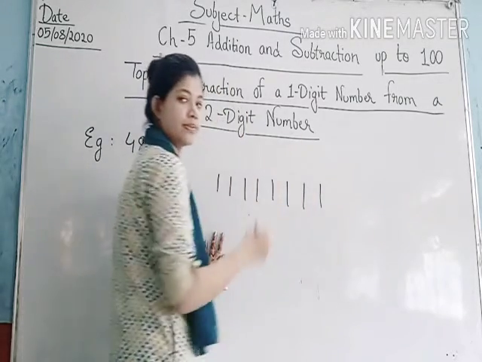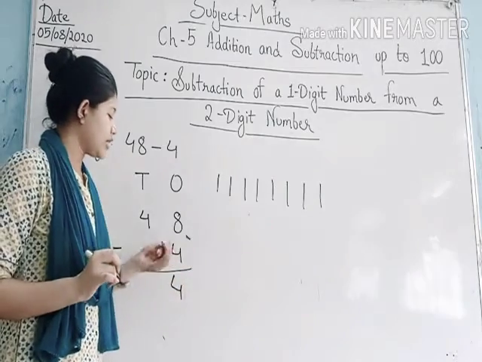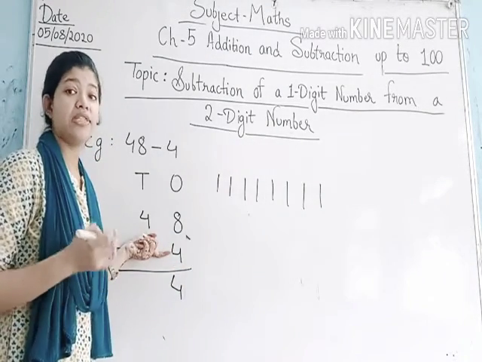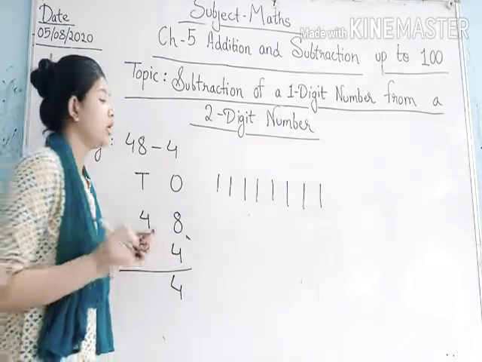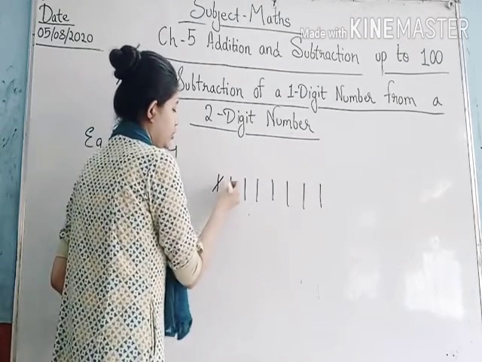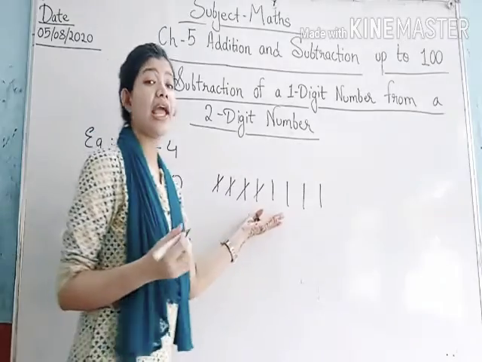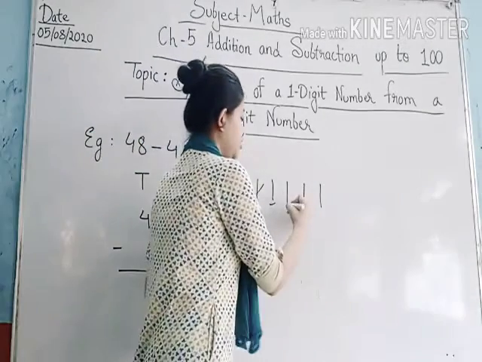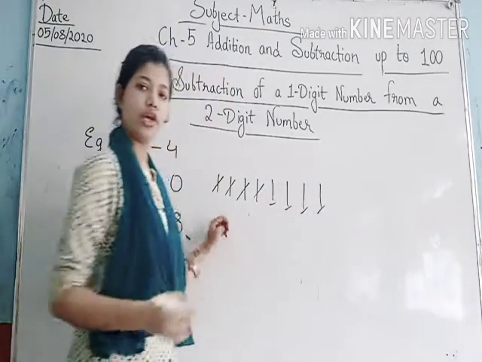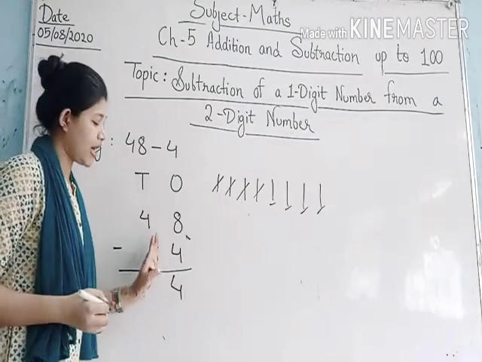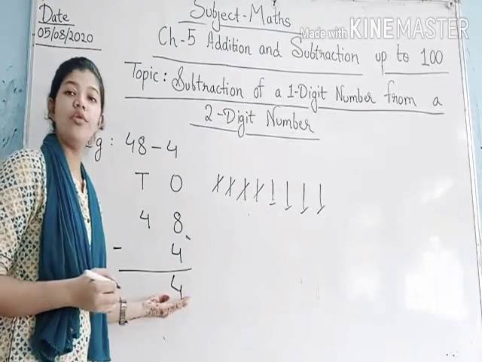7, 8. Clear? Now what is the next number? 4. How much do we have to subtract? 4. Let's subtract. Let's cut out 1, 2, 3, 4. Now how many lines are left? 1, 2, 3. Okay? It means 8 minus 4 is equal to 4.